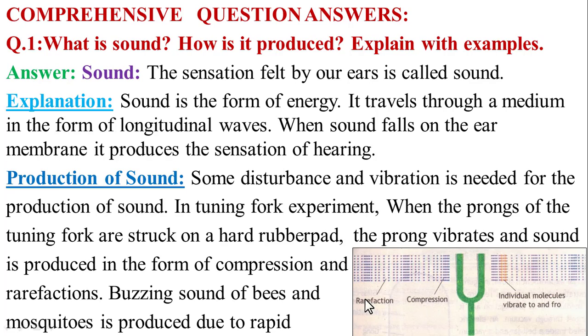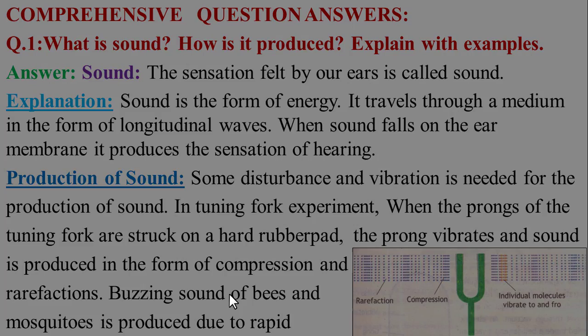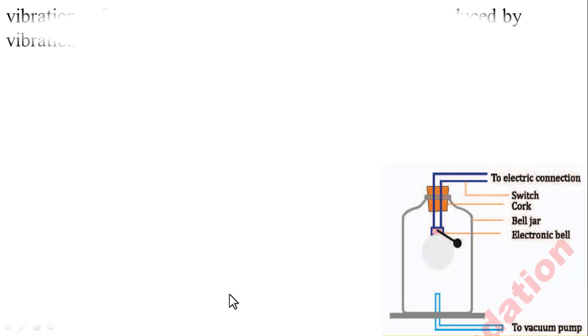Here we can see that when molecules are very tightly close to each other, this means that it is a compression. And where molecules are far apart, this is called a rarefaction. Now we will further discuss question number 1.